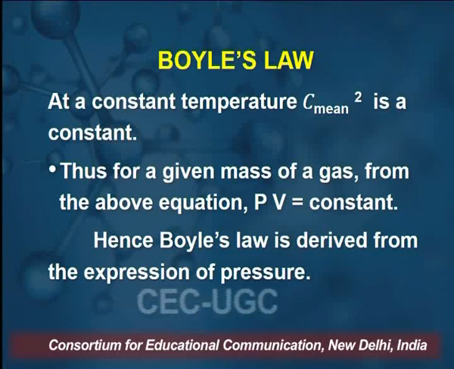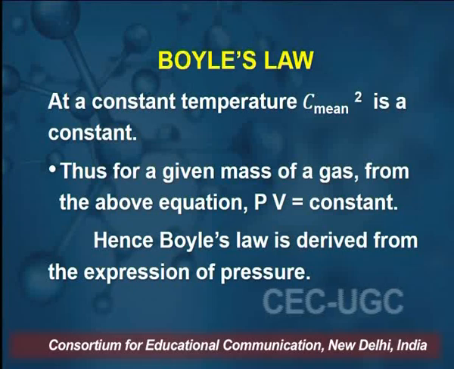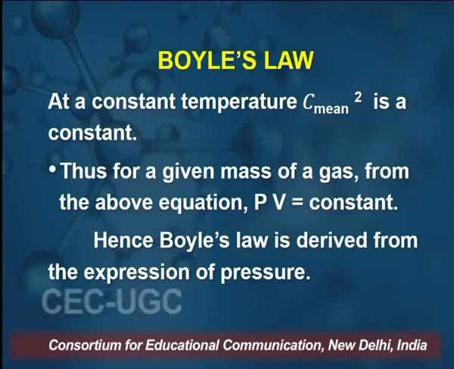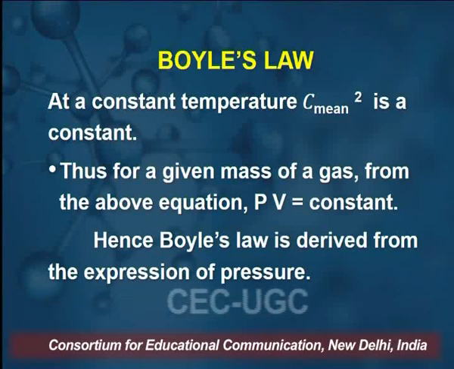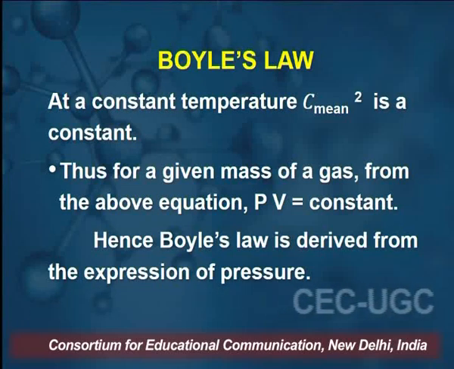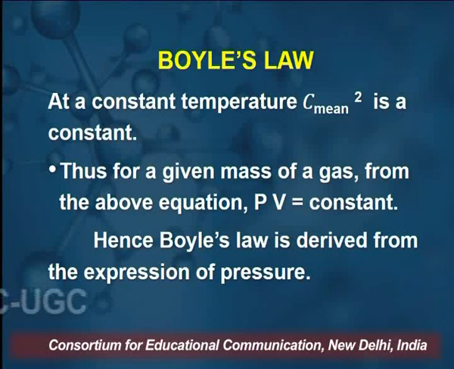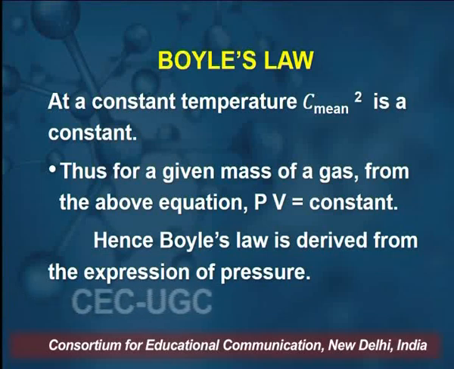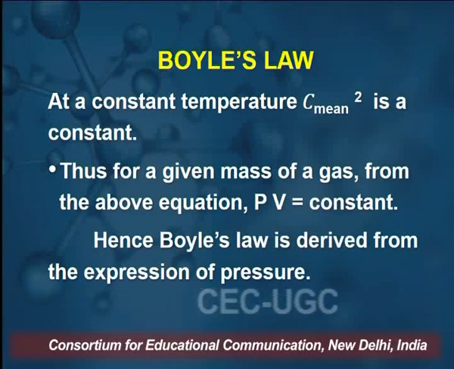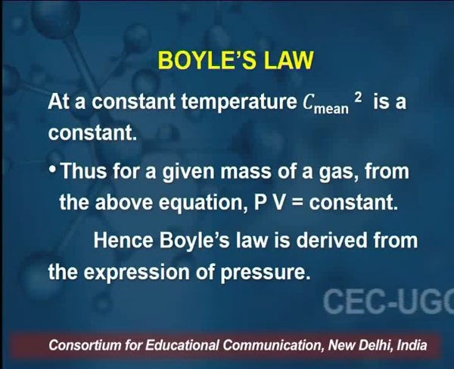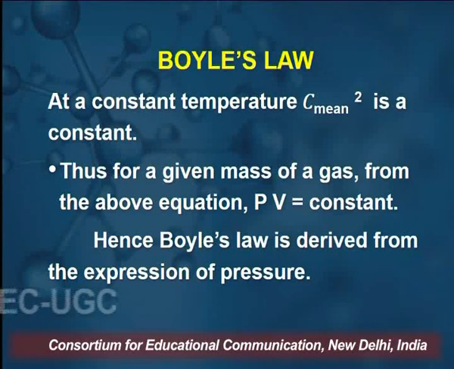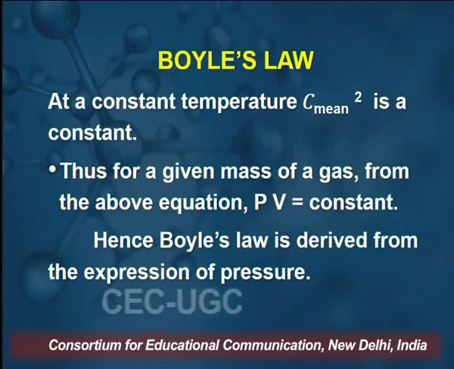Thus, for a given mass of a gas, from the above equation, PV is constant at a constant temperature. Hence, what we have done now? We have derived Boyle's law from the expression of pressure. So, we can see that Boyle's law can be derived from the expression for pressure, which was derived on the basis of assumptions of the kinetic theory of gases. And as everyone knows, Boyle's law is valid for ideal gases.